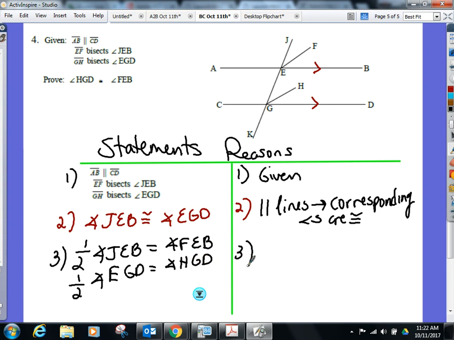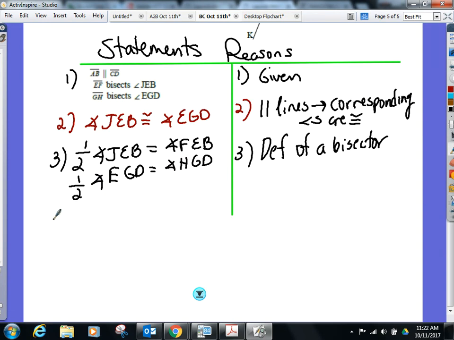Ooh, reason? Because we're not halves of equal quantities yet, are we? Why don't you settle down and let some of your classmates talk there? Mike? Would it be definition of a bisector? It would be. Now, if I take halves of equal quantities, they will also be equal. So now we can write halves of equal quantities. Magic.